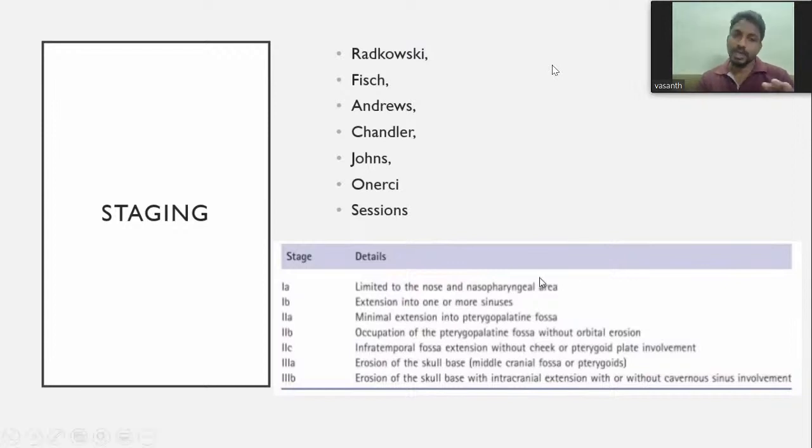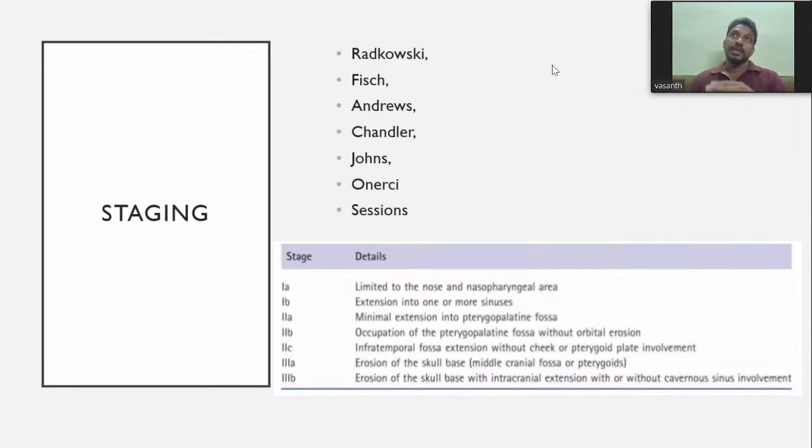But if you read the staging process, it is very easy to bypass it. When it is inside the nose, the nasal cavity and the nasopharynx, it is stage 1. When it involves one or two sinuses, it is 1B. If it goes into the pterygopalatine fossa, it is 2, and if it goes very much into the pterygopalatine fossa, it is 2B. When there is infratemporal fossa extension, it is 2C.